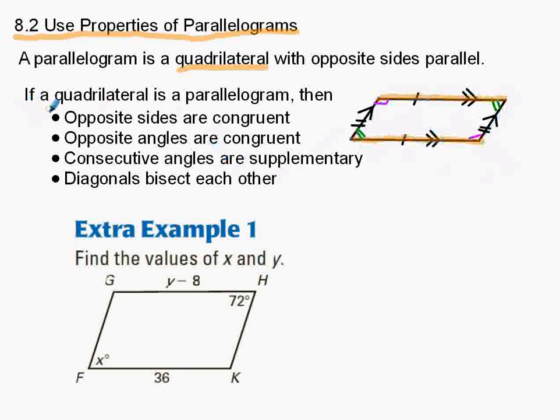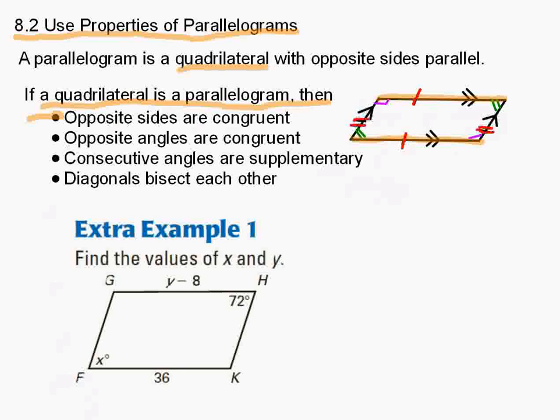So we've got four different properties of parallelograms that we're going to need you to get into your notes. The first one here is that opposite sides are going to be congruent. So the pair of sides that we marked here on the top, that's a pair of opposite sides. So we're going to show that those are congruent. And likewise, the other pair of opposite sides are also marked as congruent to each other.